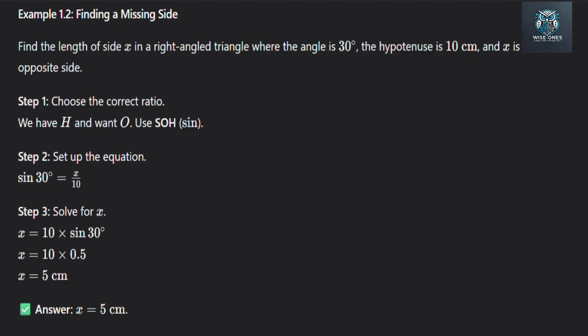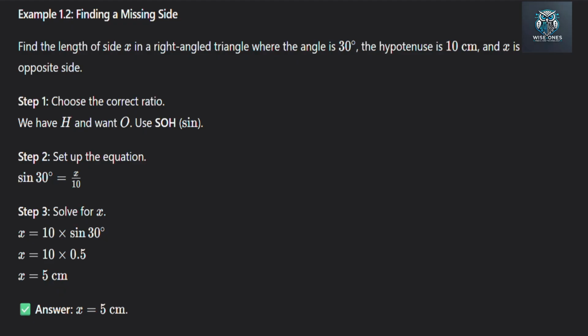Finding a missing side. The question is, find the length of side x in a right-angled triangle where the angle is 30 degrees, the hypotenuse is 10 centimeters, and x is the opposite side. Step 1. Choose the correct ratio. We have the hypotenuse, which is 10. We want the opposite, which is x. Looking at SOH CAH TOA, which one has opposite and hypotenuse? It is SOH, so we use sine.